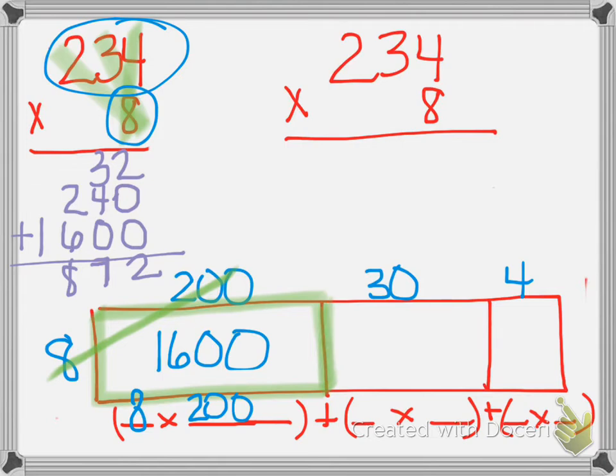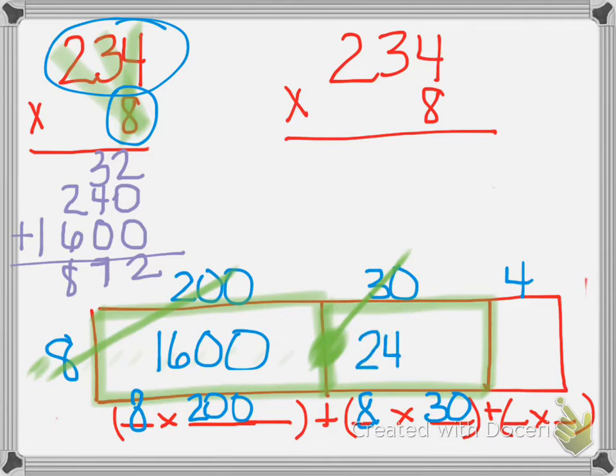Now let's find the area of the tens rectangle. You know area is length times width, but I don't know this length. It's not labeled. But if I travel over, I can see that it's the same length as I labeled out here. So the length is 8. So 8 times 30. 8 times 30 is 24 tens, or 240.